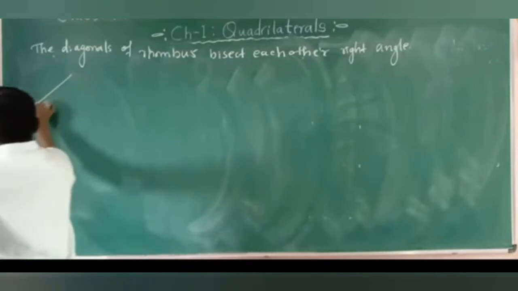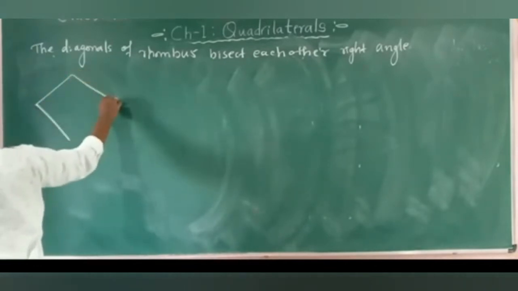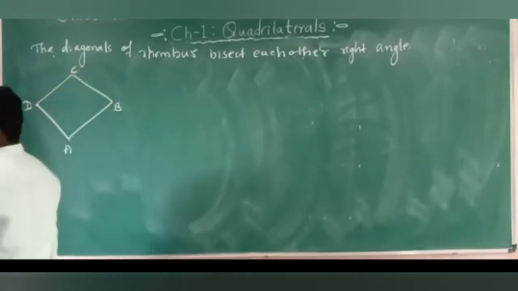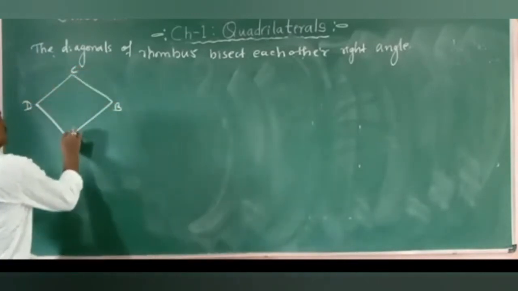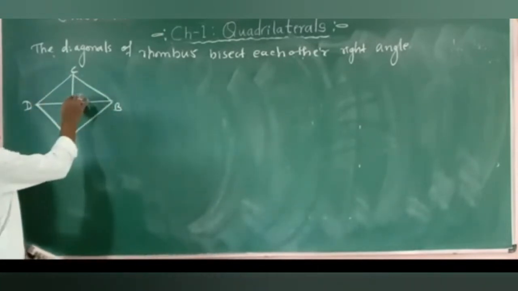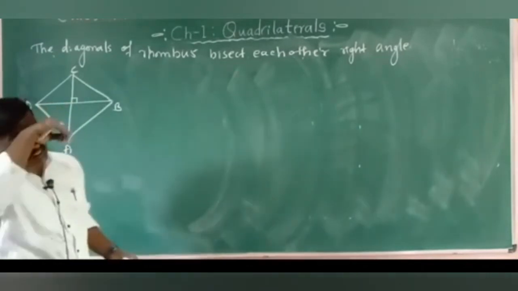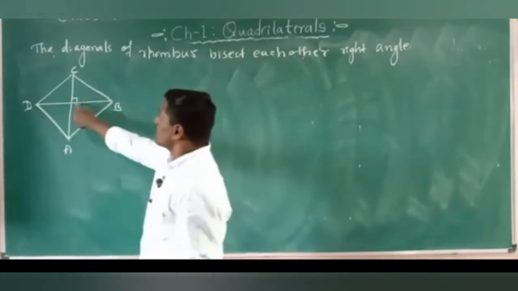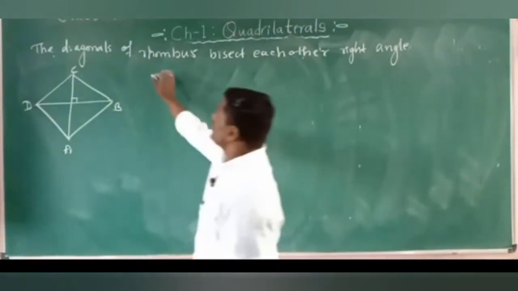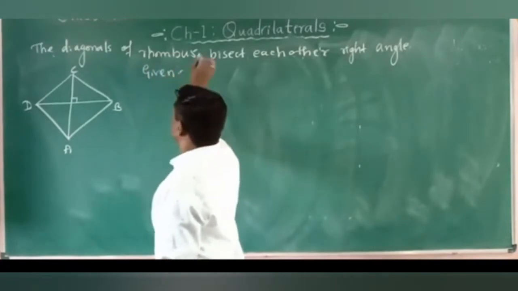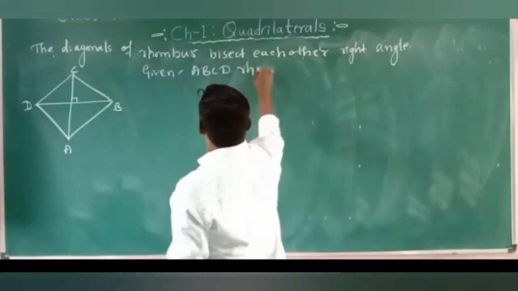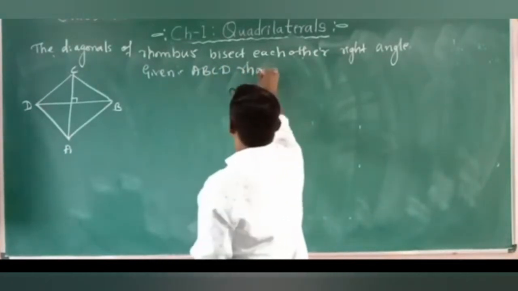So draw one rhombus. Here A, B, C, D. ABCD is the rhombus. What are the two diagonals here? AC and BD are the two diagonals. When these two diagonals intersect, it forms 90 degrees at the point of intersection, right? So first write the given part. Given: ABCD is a rhombus.